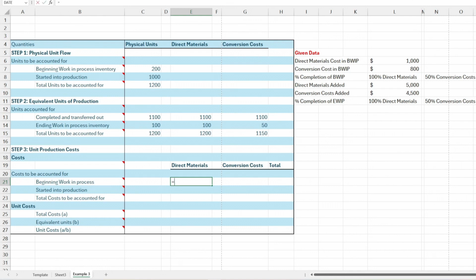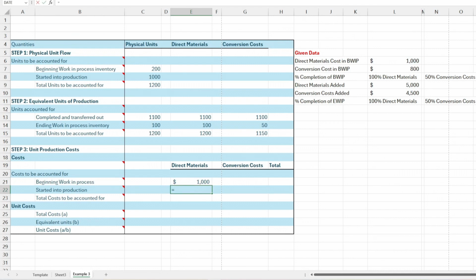So I'm going to do an equal sign under direct materials. So when we're working under direct materials, we want to find anything that's related only to direct materials. So looking at our given data, we see our direct materials cost in BWIP. BWIP stands for beginning work in process. So this is what we're going to include in our beginning work in process.